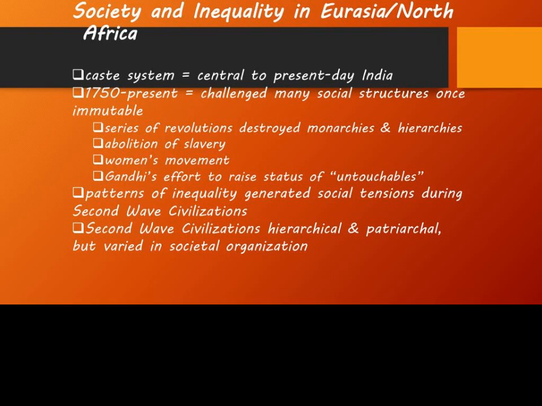Now, the caste system is still central to present-day India, and the period 1750 to the present challenged many social structures that were once immutable. There was a series of revolutions that destroyed the monarchies and the class hierarchies, the abolition of slavery, and there have been women's movements, and even Gandhi in the early 20th century in his efforts to raise the status of untouchables. Those are at the bottom of the Indian social structure.